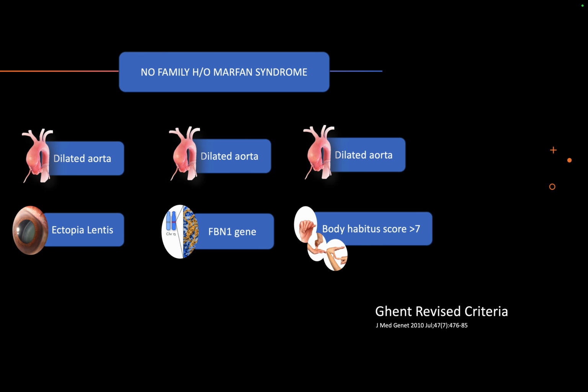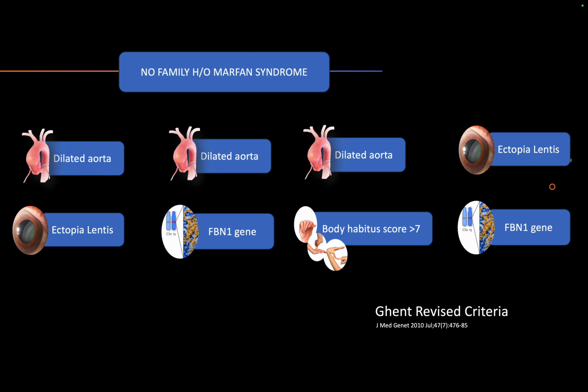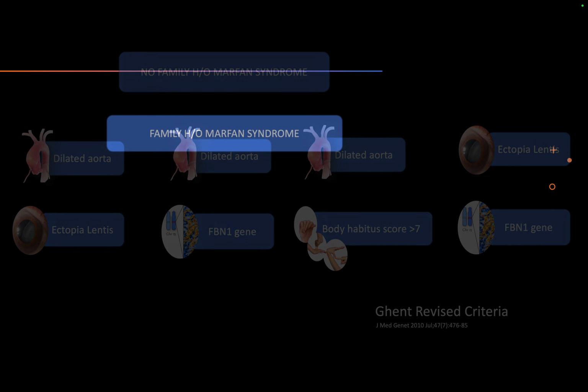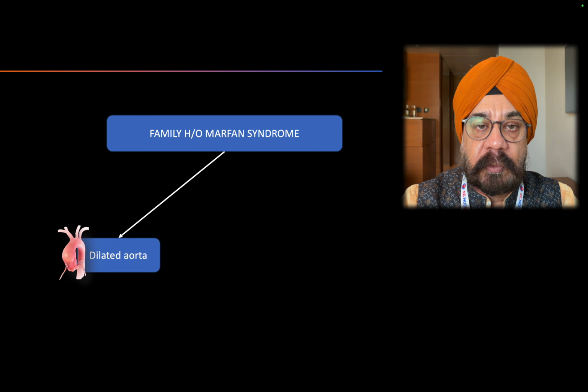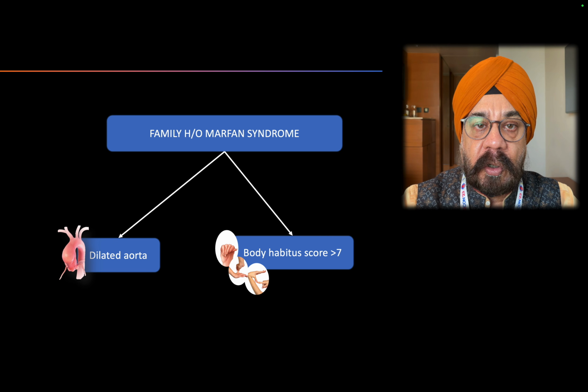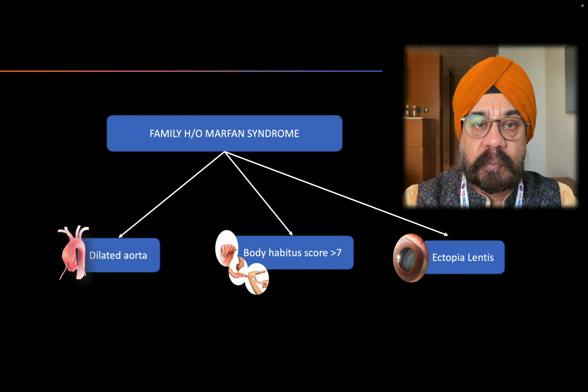Dilated aorta plus body habitus, where the score should be 7, which I described in the subsequent slide, or ectopia lentis and the gene. So, you have to have 2 of these major things to make a certain diagnosis of Marfan syndrome. The previous one was without family history. Now, if we have a family history, then things are a little easier. You have to have only dilated aorta or ectopia lentis or a body habitus score of 7 or more, then the diagnosis of Marfan is made.